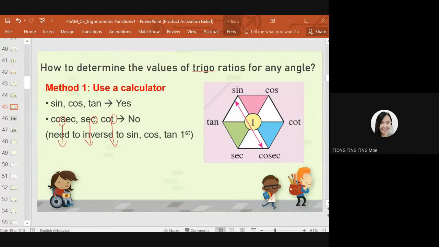Cosec, 1 over sin. Secant, 1 over cos. Cotan, 1 over tan. This one no need to use the hexagon to memorise. Remember it yourself. For the complementary, then you only use the hexagon, so that you won't get confused.